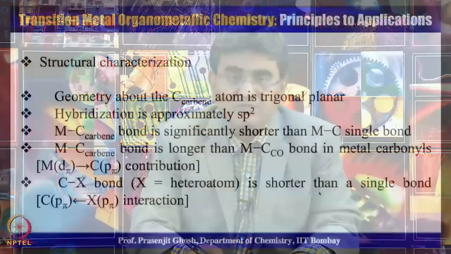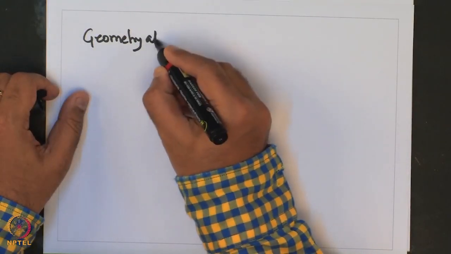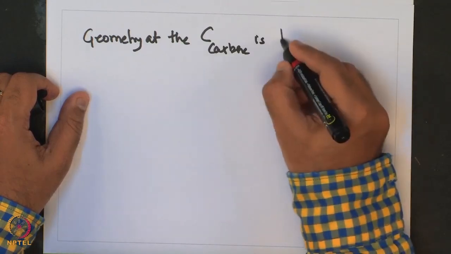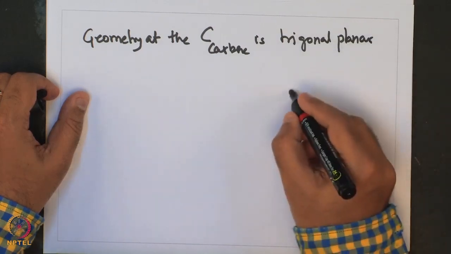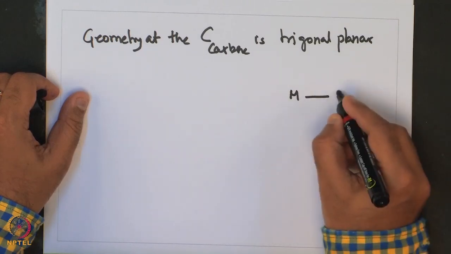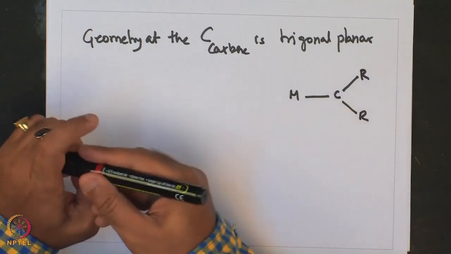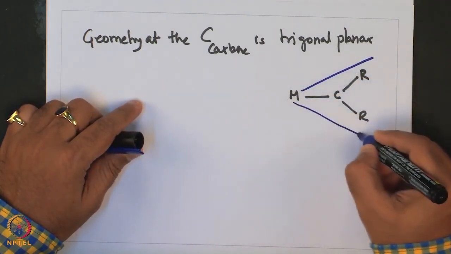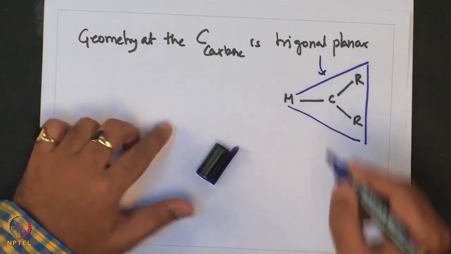And what one sees is that the geometry about the carbon center, at the C carbene, is trigonal planar, which means that the metal and the carbene carbon and the two substituents, they all lie in the same plane, displaying a trigonal planar geometry.